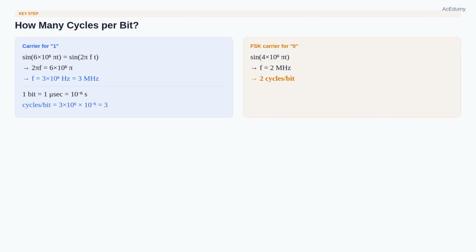Now, 1 bit lasts 1 microsecond, which is 10 to the minus 6 seconds. The number of cycles in 1 bit is frequency times bit duration. 3 times 10 to the 6 multiplied by 10 to the minus 6 equals exactly 3. So we draw 3 complete sine waves in every 1 bit slot. For the FSK 0 carrier, sine of 4 times 10 to the 6 pi t, the same calculation gives f equals 2 megahertz, which means 2 cycles per bit.